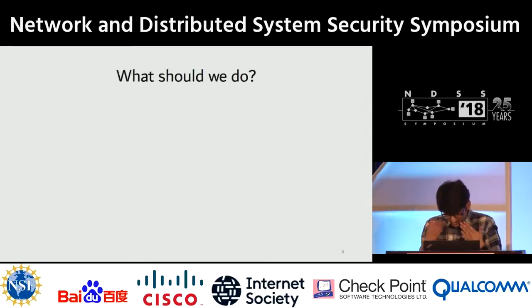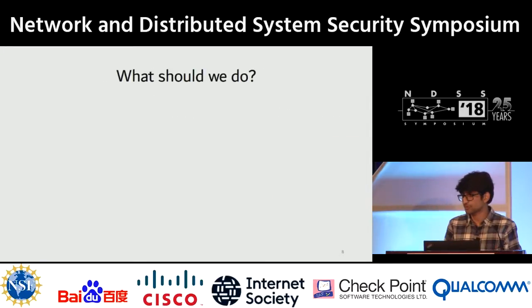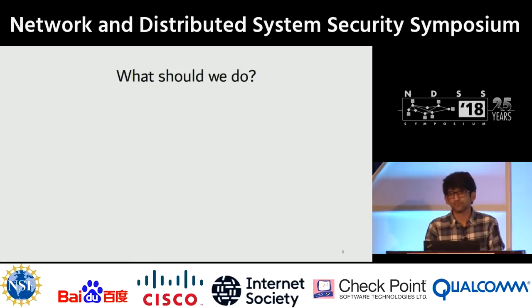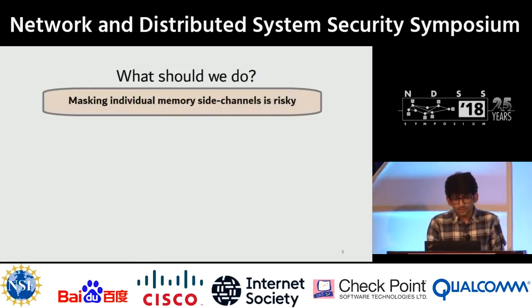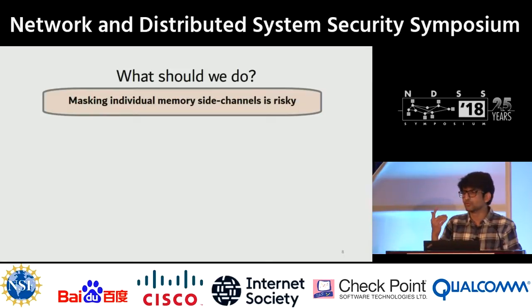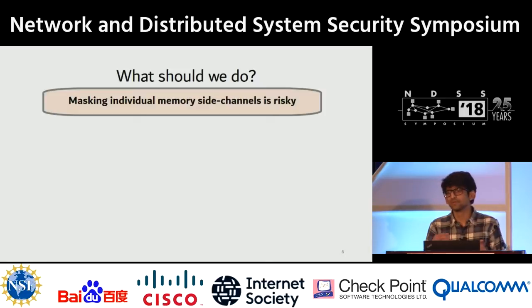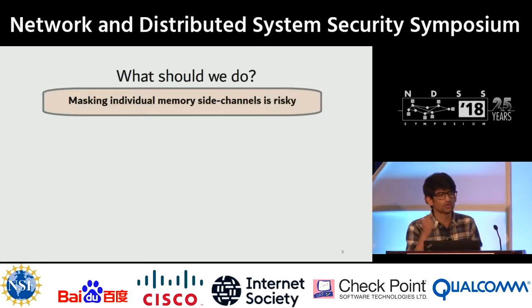So now the question is, what should we do about this? These sorts of attacks have been known in the past. One of the observations that we've made is that there isn't only a single side channel attack that you can simply mask or hide. SGX has been known to be vulnerable against multiple side channels. So if you want to mask a single side channel, or try to hide the side channel patterns, it is a risky approach.